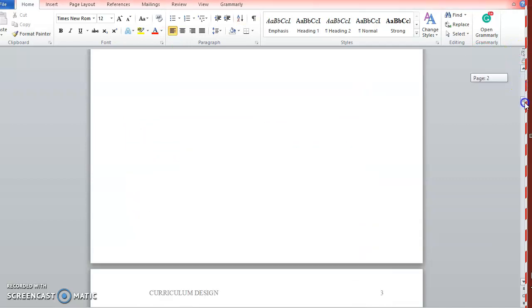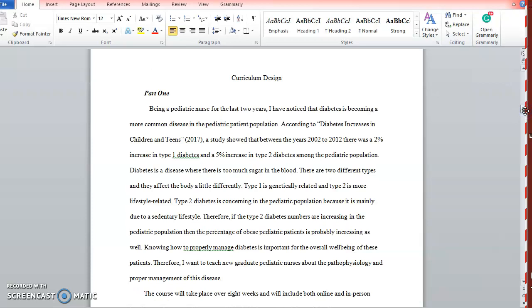I found an article that said from 2002 to 2012, there was a 2% increase in type 1 and a 5% increase in type 2 among the pediatric population. I totally could see that. Kids are less active nowadays. With type 2, it's a sedentary lifestyle. They're not being active enough, and you just don't have the proper diet affecting it. And type 1 is genetics. So it makes sense that we would have an increase of about 5% because we are seeing more obese children nowadays.